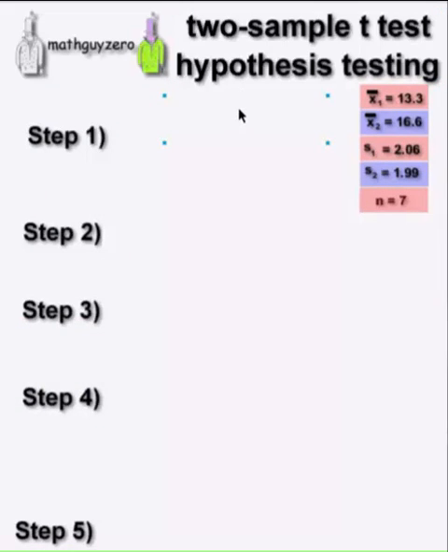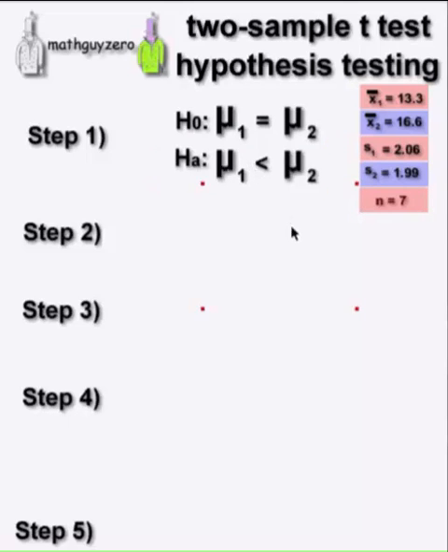First thing you do is you state the null. The nulls are always basically the same, that there was no change between the groups. And the alternative hypothesis states that, yeah, the first group did do faster than the second group.